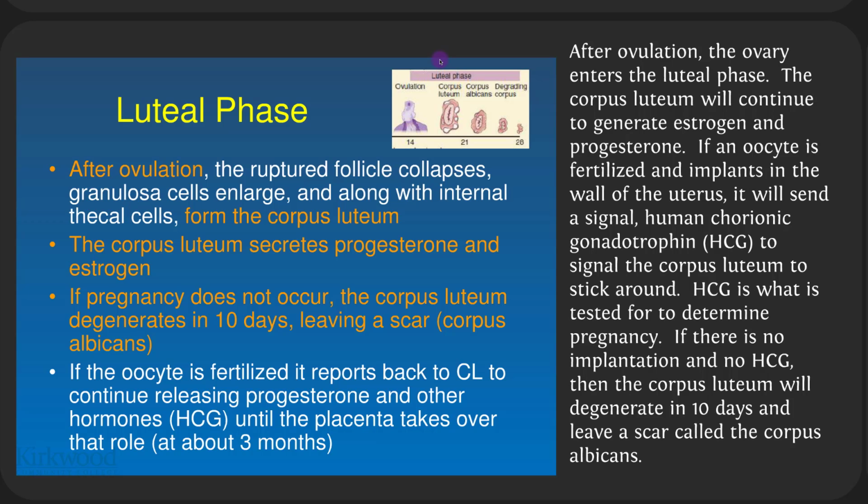If an oocyte is fertilized and implants in the wall of the uterus, it'll send a signal back to the ovary called human chorionic gonadotropin, or HCG, to signal the corpus luteum to stick around. HCG is what is tested for to determine pregnancy. If there's no implantation and no HCG, then the corpus luteum will degenerate in 10 days and leave a scar called the corpus albicans because it turns white. Albicans is white.